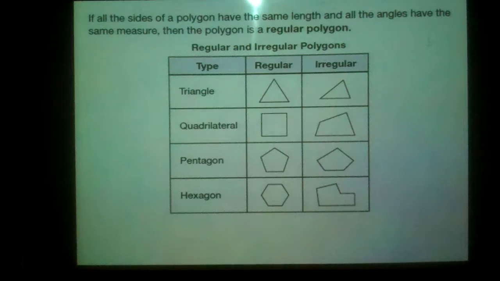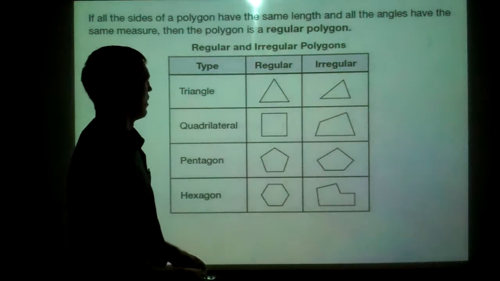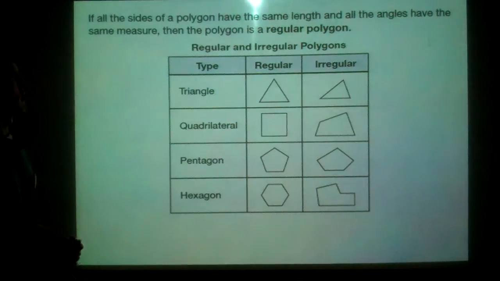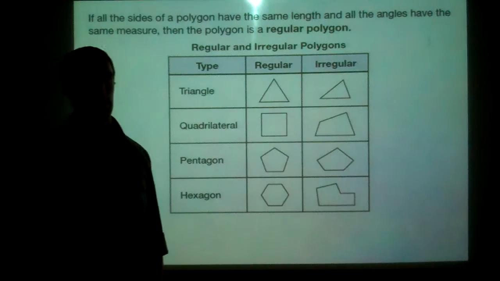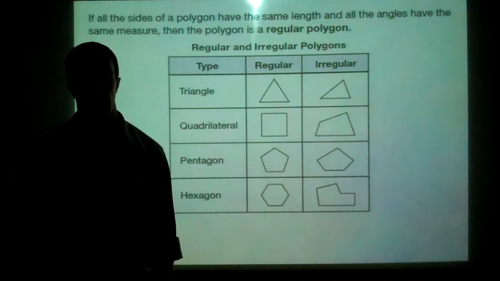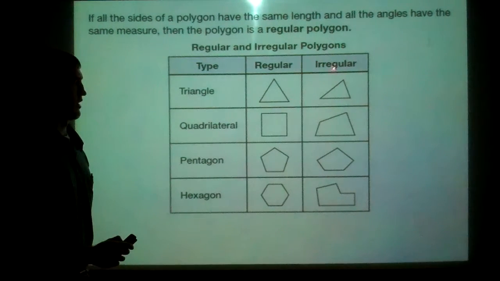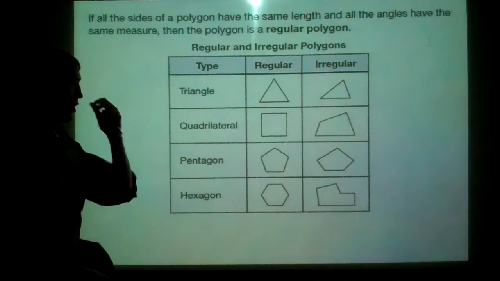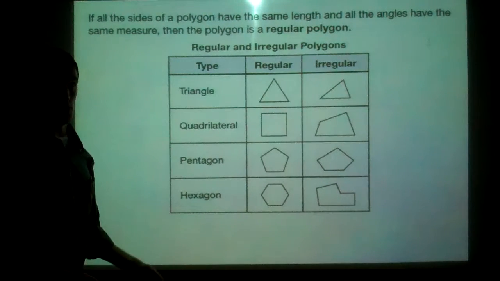Now, things that are going to be important in the near future, we want to talk about the difference between regular polygons and irregular. Now it says, if all the sides of a polygon have the same length and all the angles have the same measure, then the polygon is a regular polygon. Regular polygons are much easier to work with. I like them a lot better, and they're much more symmetrical. They're more fun to work with. Irregular shapes, they'll throw you for a loop sometimes. You're not really sure what's going to become of them, but they're still pretty awesome.